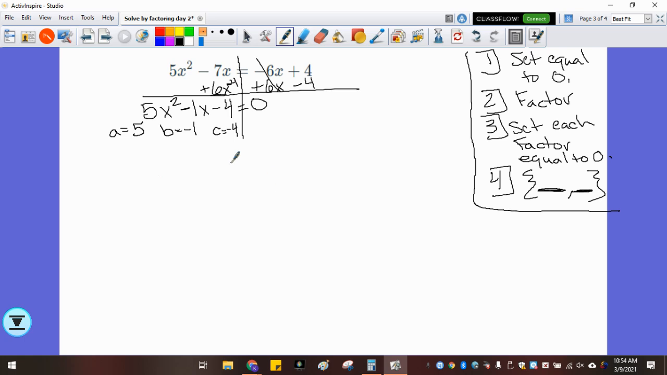Now we're going to factor the left side. A is bigger than 1, so we have to use our box method. We can go ahead and get that set up.